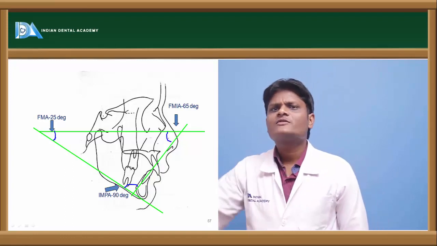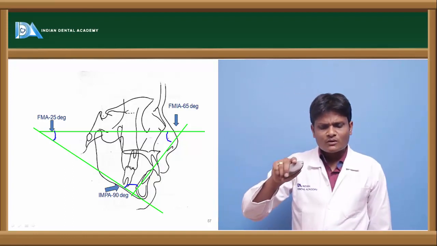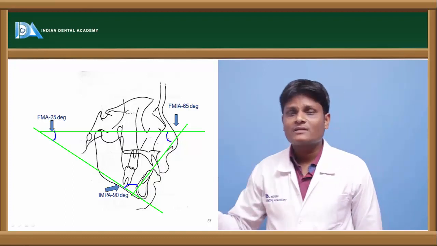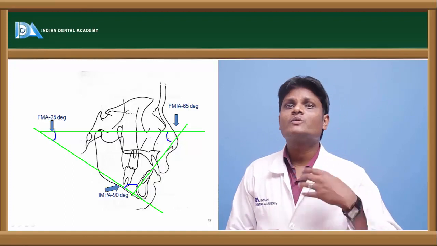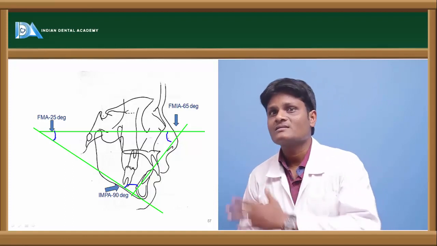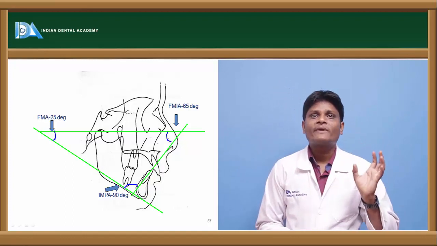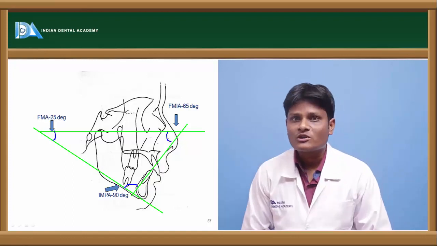Okay. This is Tweed's analysis, which gives you the specifications of the three parameters and how we need to adjust the relationship of the lower incisors as well as the mandibular plane with respect to each other in order to obtain an aesthetic and harmonious face.